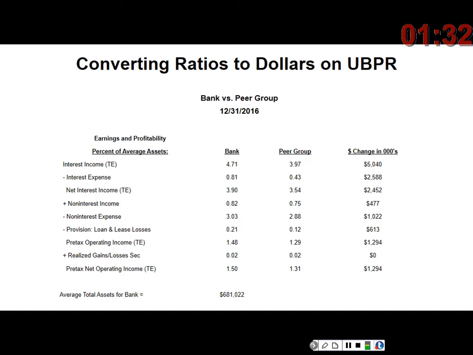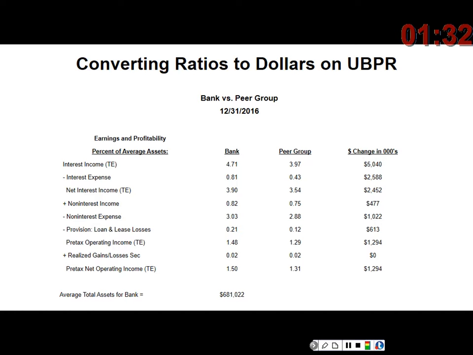You'll notice this bank is lower than this. But a lot of times we look at this and we just say, okay, 4.71% versus 3.97%. What's the difference? What does it matter? Well, if we could convert this to dollars, it means more to us. So what I've done here is I've taken the average total assets for this bank, which is $681 million. I've just cut the 3 zeros off the end. And if we know this, then we can calculate.